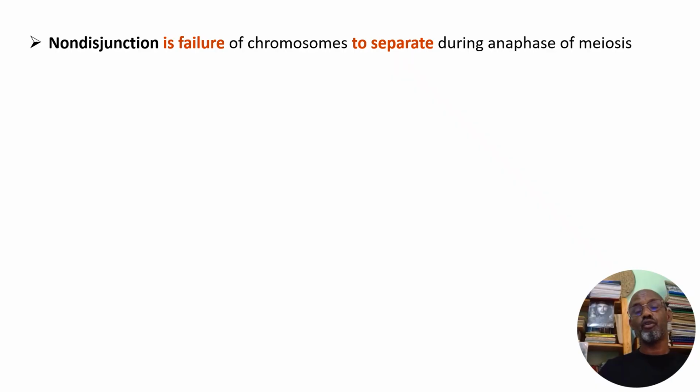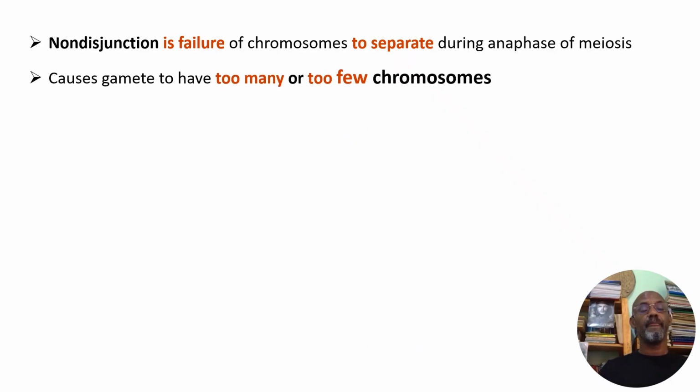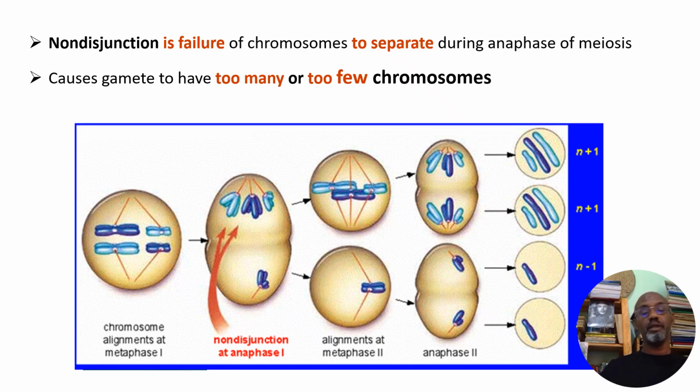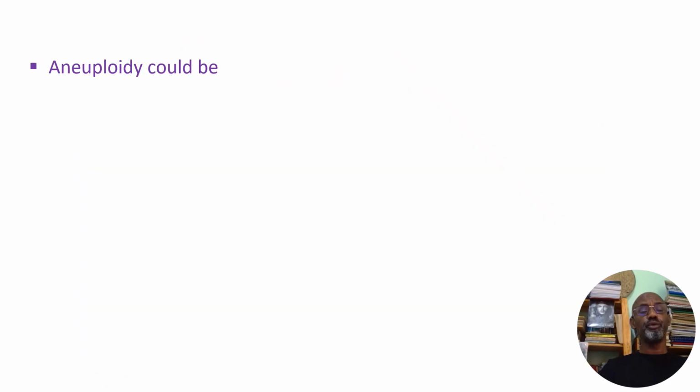Therefore, you can see this diagram can tell you non-disjunction is failure of chromosomes to separate during anaphase of meiosis, causing gametes to have too many or too few chromosomes, deficiency or surplus or extra. This is a diagram that shows you it could happen in anaphase 1 of meiosis 1 or anaphase 2 of meiosis 2, which results in cells with n minus 1, n plus 1, even n plus 2, n minus 2.